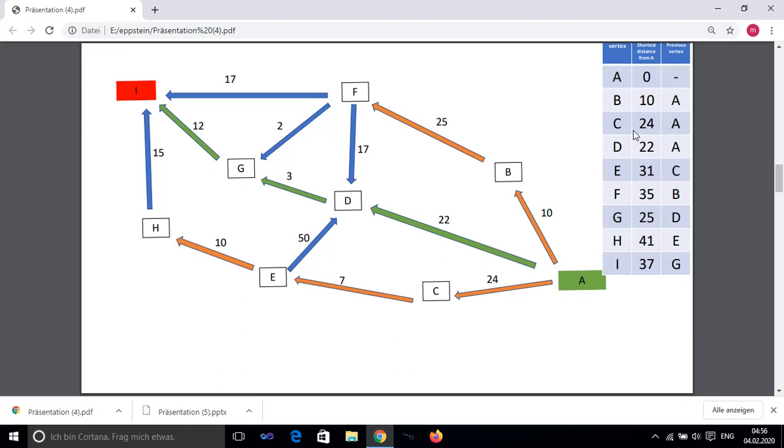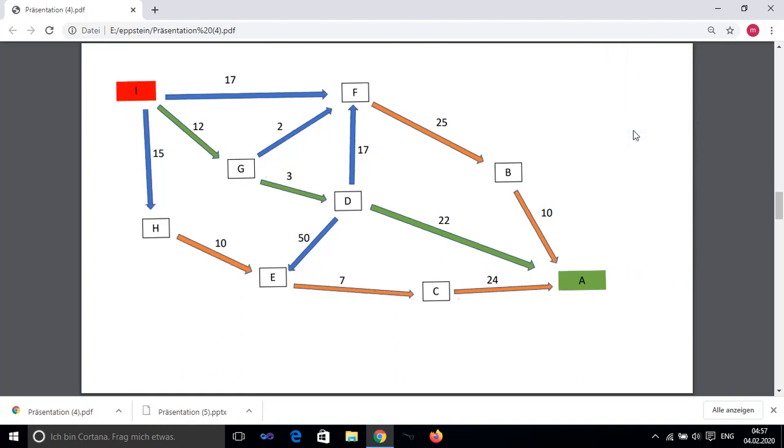If we need to know the best path from node A to node F, for example, we will follow the best edge of F, which connects F with B, and then the best edge of B, which connects B with A. Let us return the graph to its original state, but we keep the information we got from applying the Dijkstra algorithm.